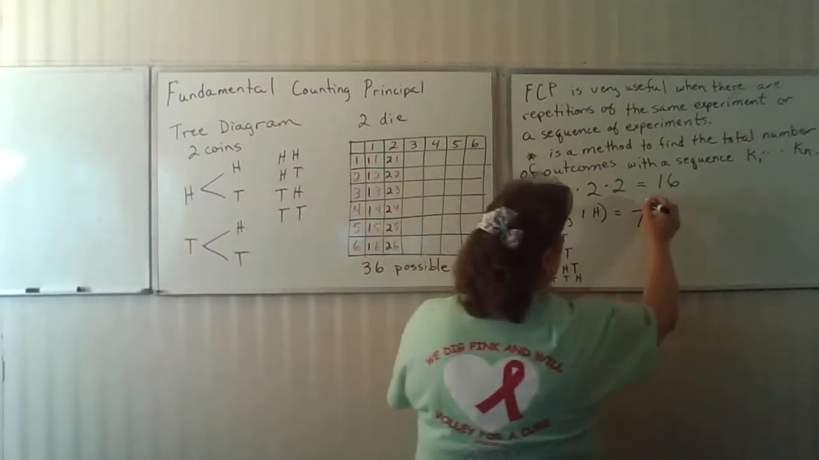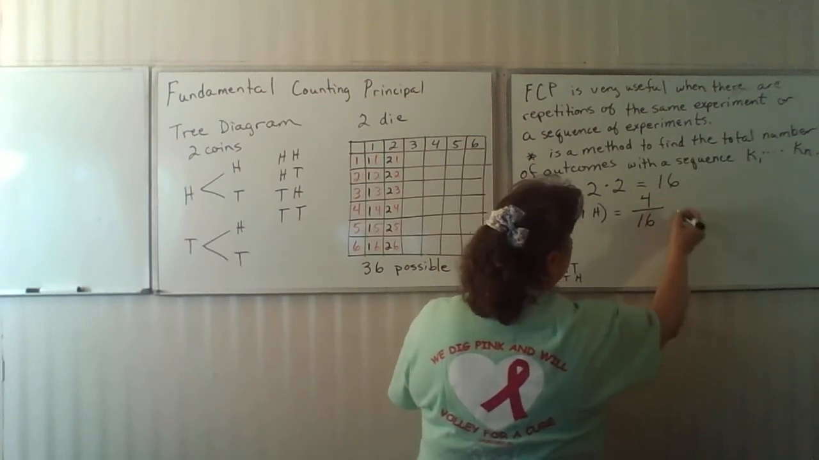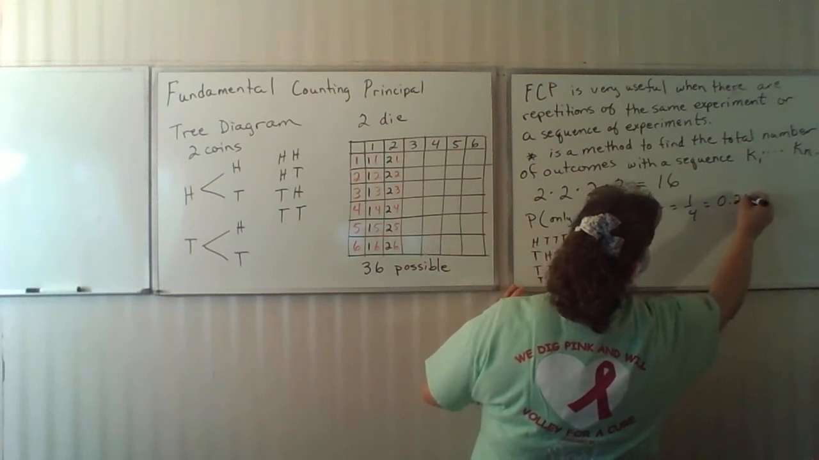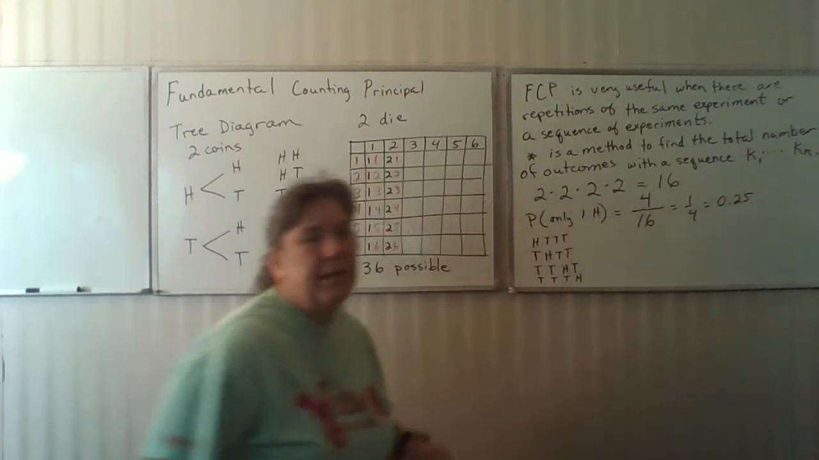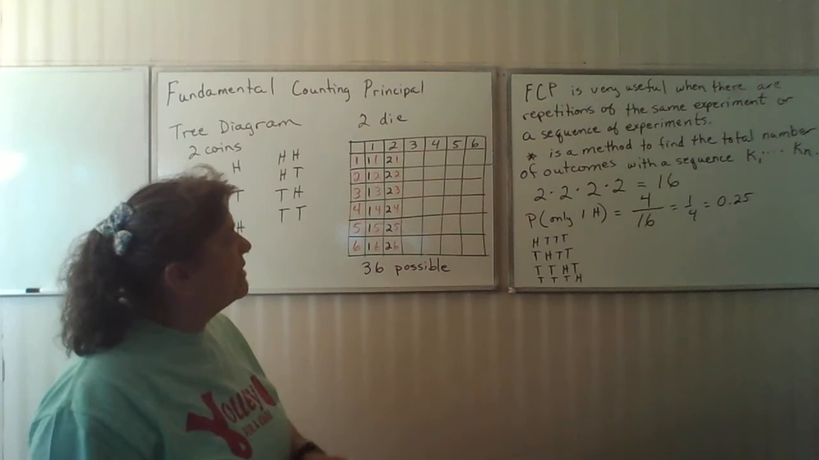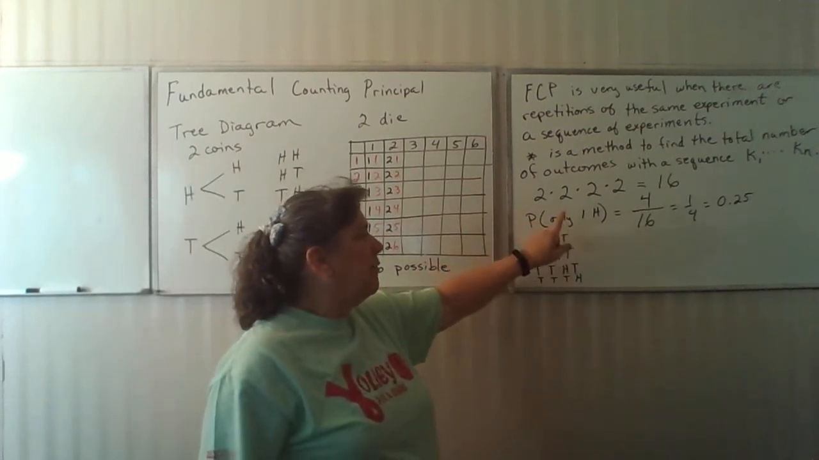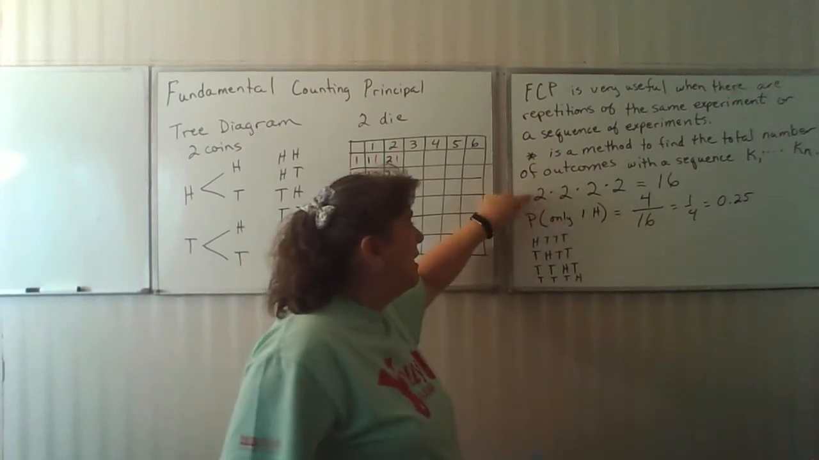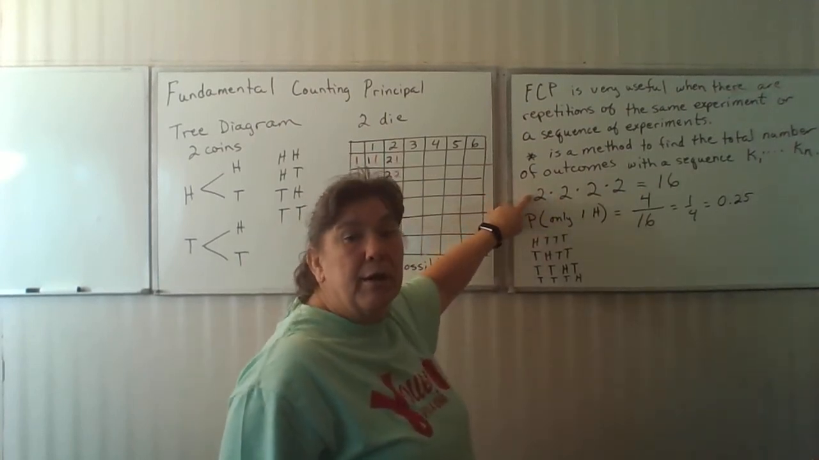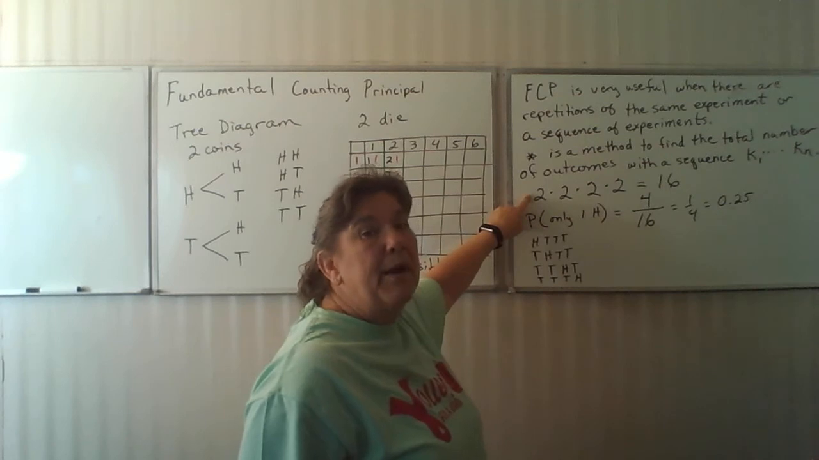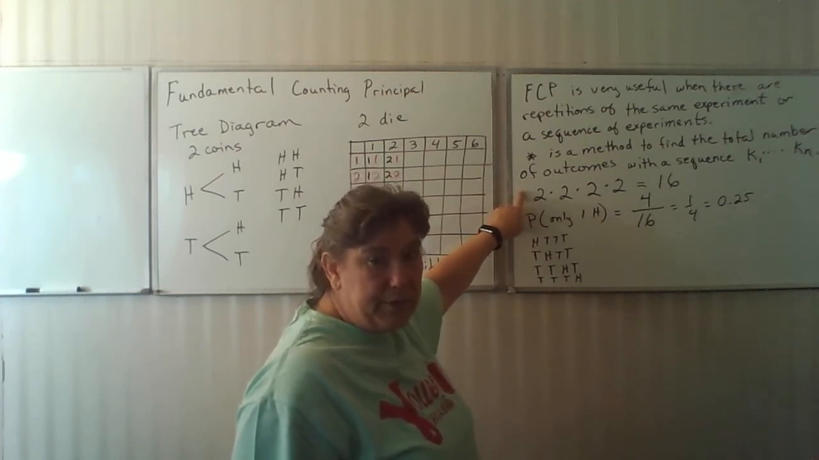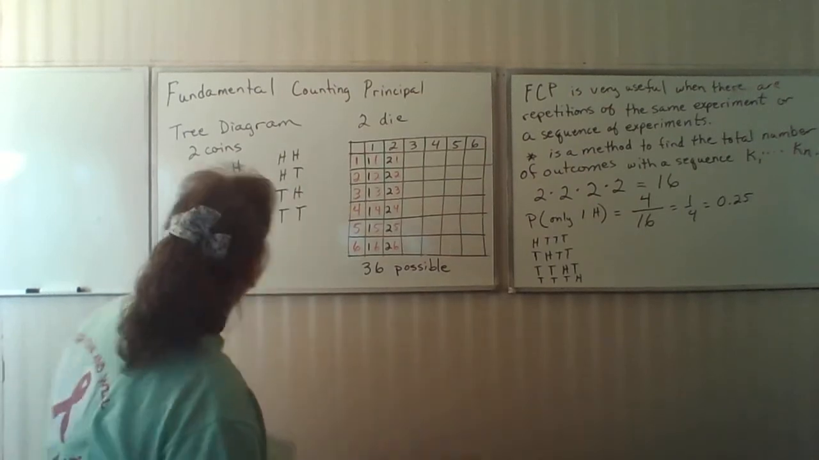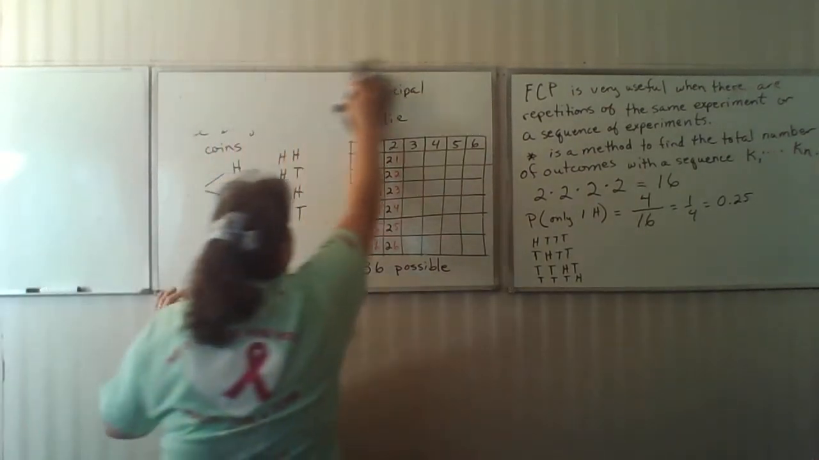So there are 4 different ways one head is rolled. So therefore, our favorable is 4, meaning 1/4, which is equal to 0.25. So there's your probability, a 0.25 chance of rolling only one head when you do 4 coins. But we found out the total number in our set by doing our counting principle. So that's really important. So now let's look at another example of this.